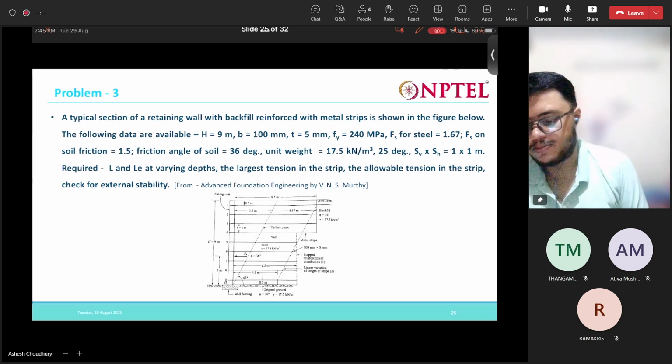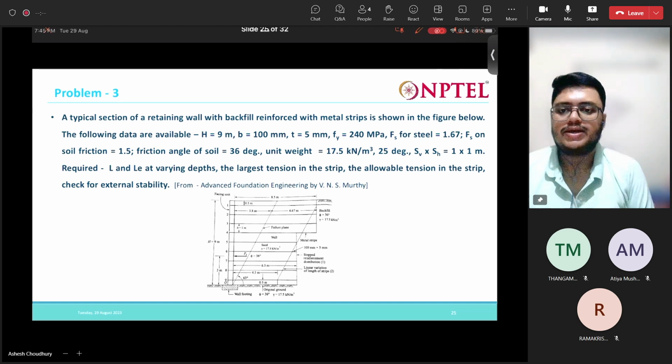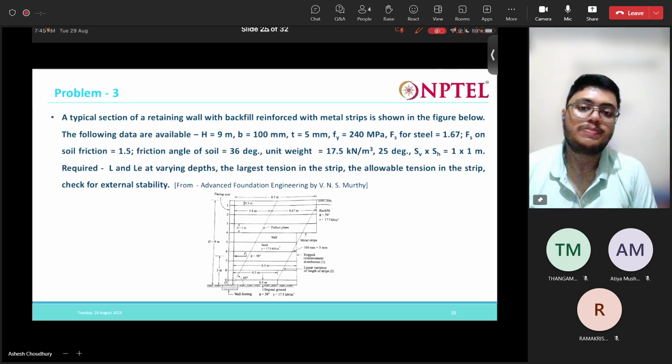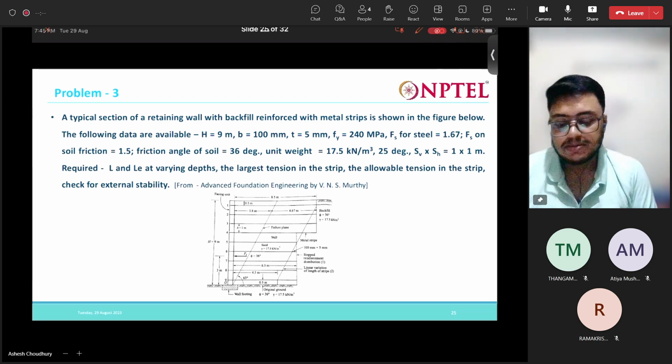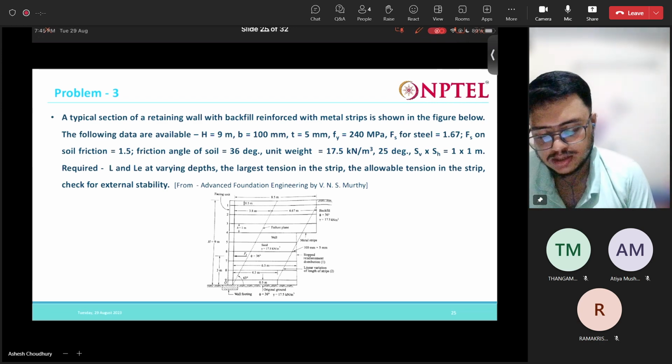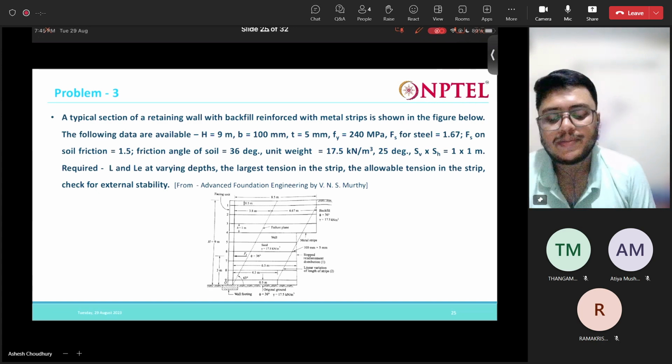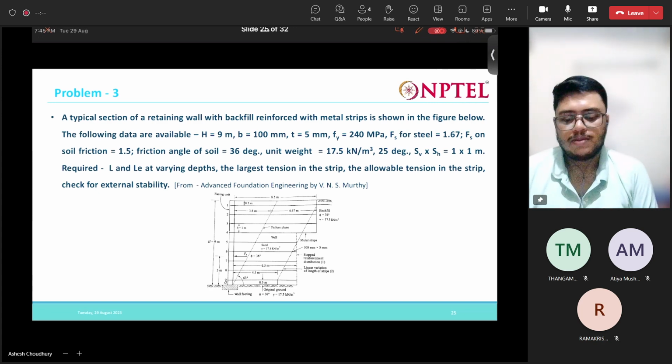Now let us come to the problem. A typical section of a retaining wall with a backfill reinforced with metal strips. Before this we solved the problem for reinforcement with geotextile; here some facing blocks are used, and we are using metal strips. The following data are available. The height is 9 meters.